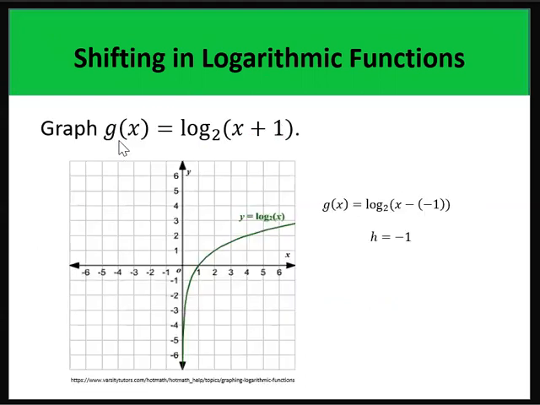So for example, if we are going to graph g of x equals the logarithm of x plus 1 to the base 2, then we have to determine the value of h. In this case, x plus 1 can be written as x minus negative 1, which indicates that h is equal to negative 1. So that means the graph of the basic logarithmic function, logarithm of x to the base 2, must be shifted by 1 unit to the left. Which means that these points here must be shifted by 1 unit to the left. So we have the following points.